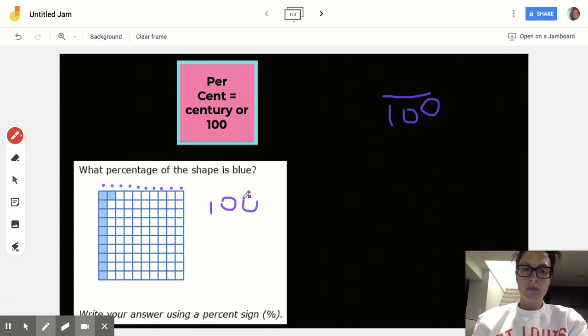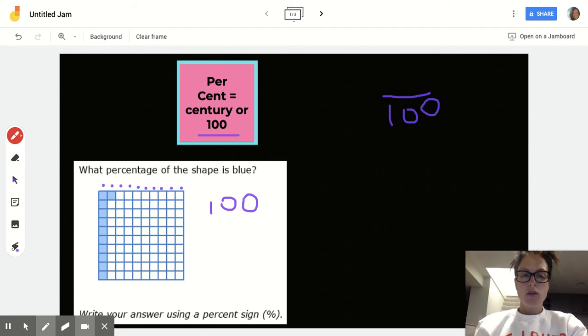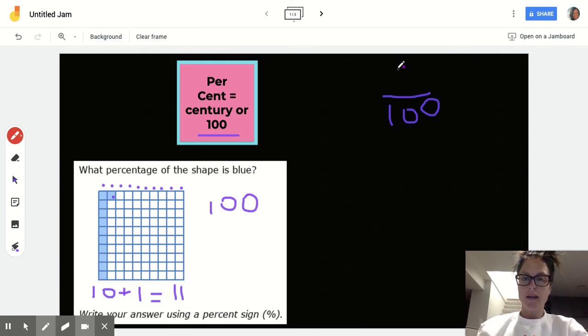So now remember, percents always need to be out of 100. Okay, so to take a look at what percent this would be, well, I know that one full strip is going to be 10. Okay, and then I have one more right here. So plus 1 gives me a total of 11. Okay, so I have 11 out of 100, which is going to be 11%.